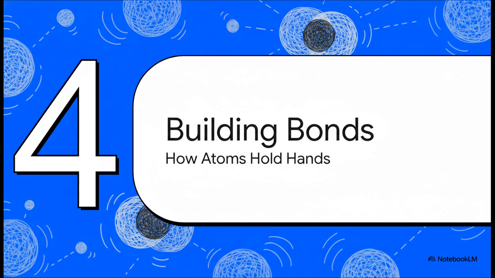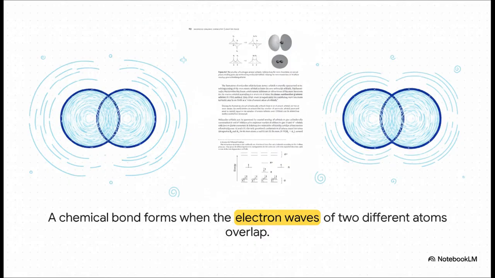A chemical bond isn't a stick. It's the direct physical overlap of these electron probability clouds. So just picture this. You've got 2 hydrogen atoms floating around, each one with its own spherical s orbital. As they get closer and closer, their electron waves start to interfere with each other, just like ripples in a pond. This interference, this overlap, that is the chemical bond.